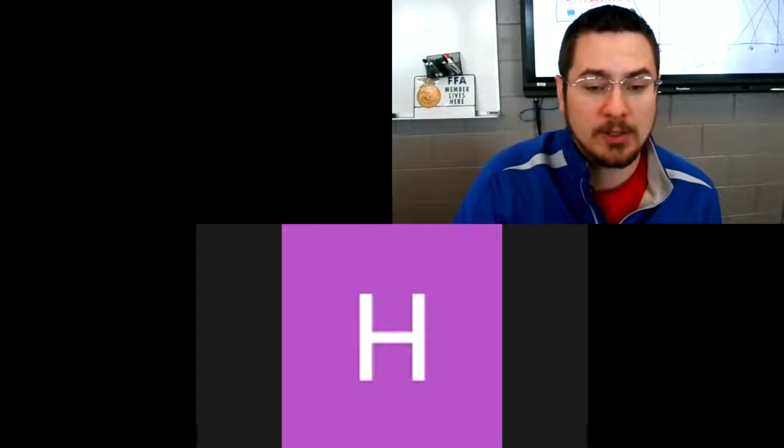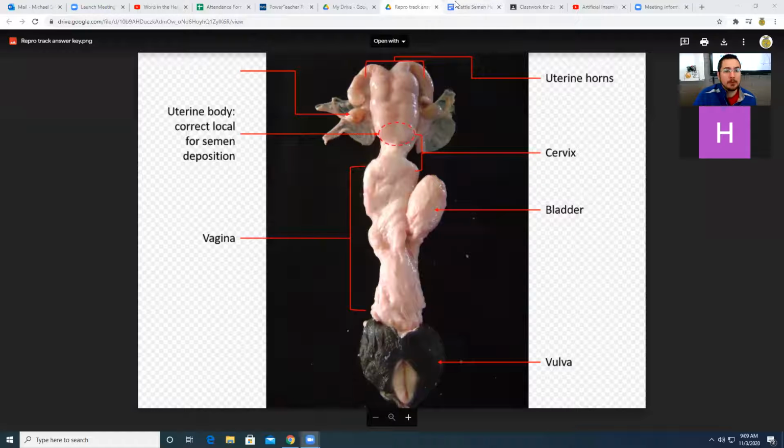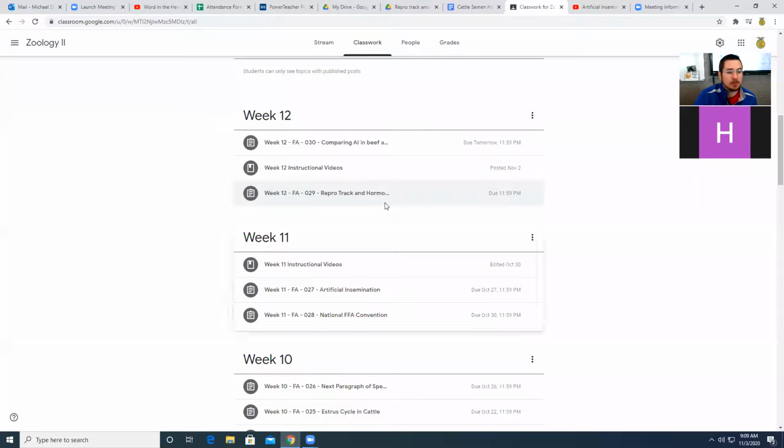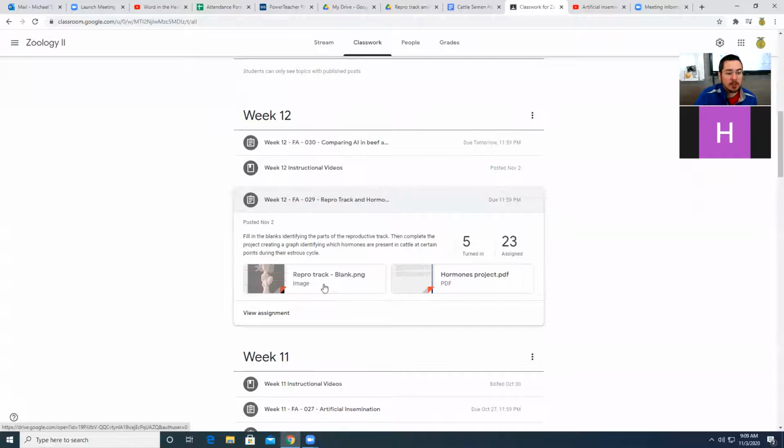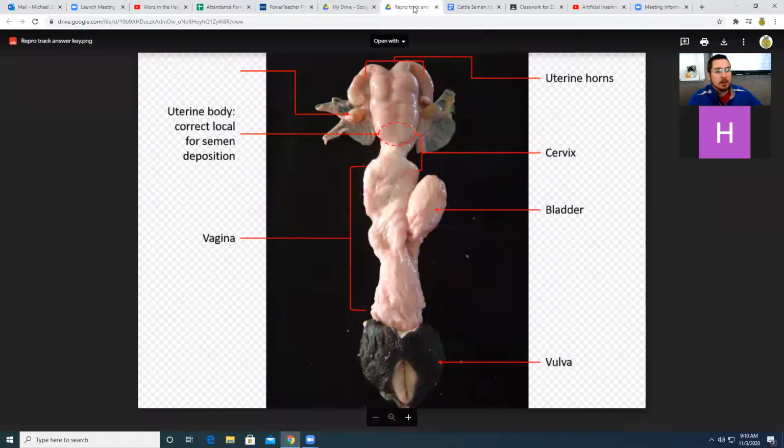So let me share my screen here. If you go back to our classroom, you'll notice yesterday we had two different assignments. You needed to label this repro tract, and then you needed to complete the hormones project that asks you to make a graph, which also works on a lot of the other good skills that we need to know. So here are the answers to our repro tract.